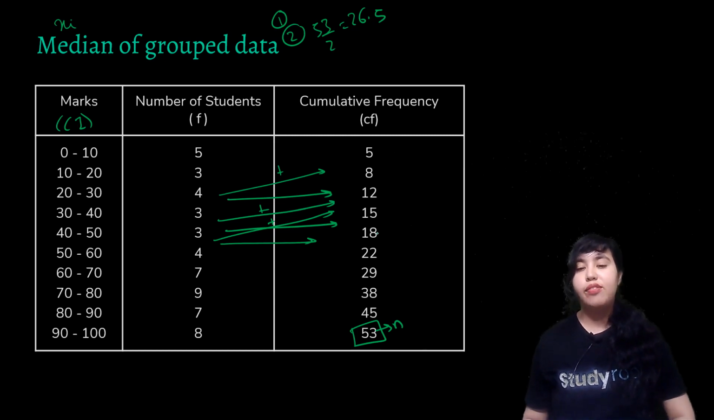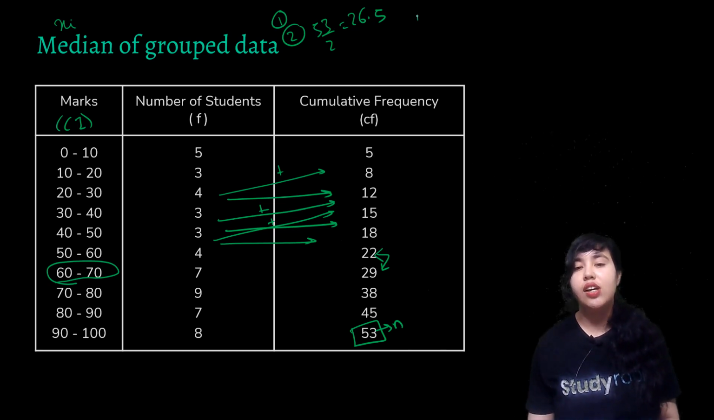So you have 26.5. If you look carefully, your 26.5 will lie in this class, 60 to 70. It's closer to 22 also, and it's close to 29 as well. But which one do you choose? You choose that cumulative frequency which is greater. So 29 is greater than 22, so we choose this 60 to 70 as the median class. It's very simple once you've identified the median class, that is 60 to 70.